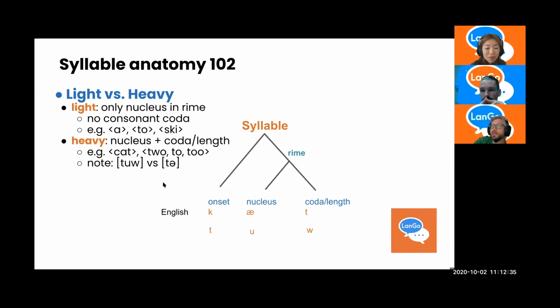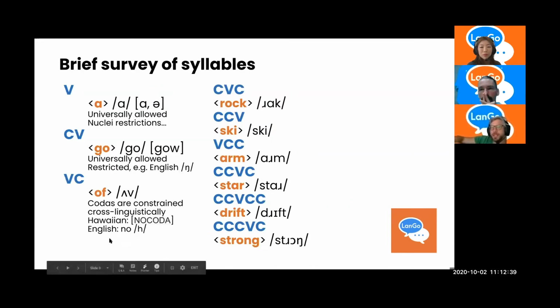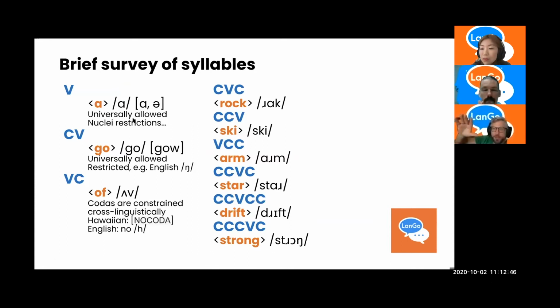I want to now give you a brief survey of syllables. Particularly, we're looking at syllable shapes. What can a syllable look like? Now, the most simple, and we're going to use all English examples with a minor commentary on what happens in other languages. So our first syllable is just a vowel by itself.